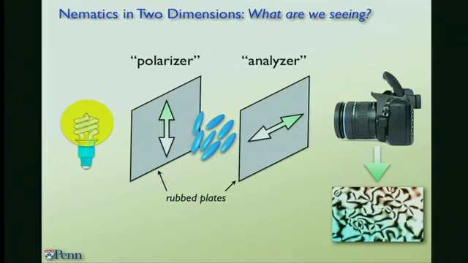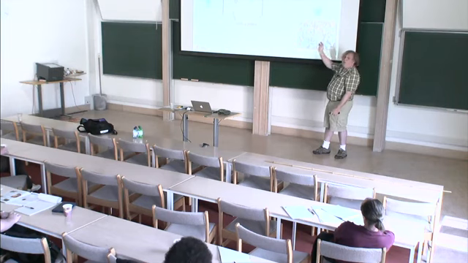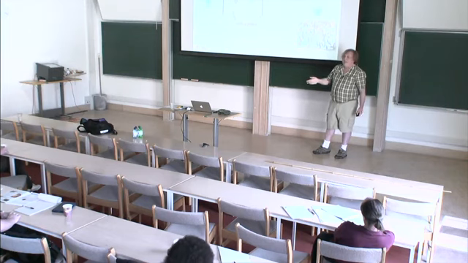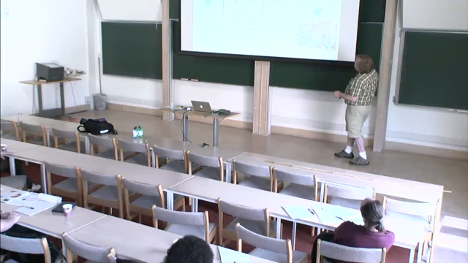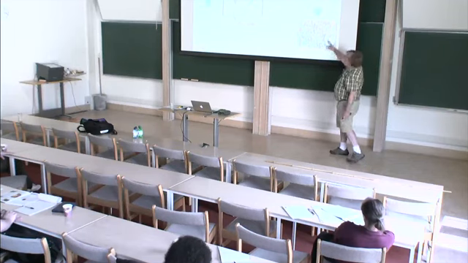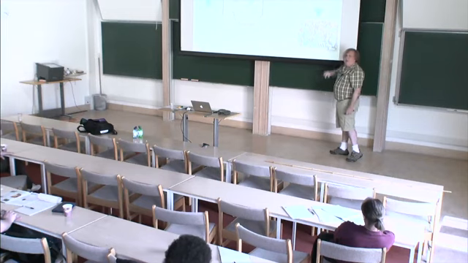By switching them, you can make it go from colored to black, from light going through to black. You can make a display. That's how displays work. So now you know how displays work. Okay, but that's the $100 billion a year industry. But you still get black lines here. Why do you get black lines?